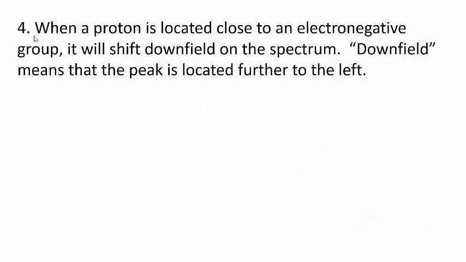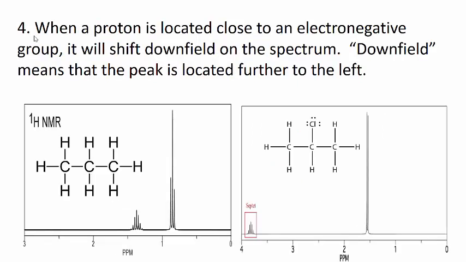When a proton is located close to an electronegative group, it will shift downfield on the spectrum. Downfield means that the peak is located further to the left. When I compare regular propane, where my peaks are at a little under 1 and a little under 1.5, and I replace one of the hydrogens with a more electronegative atom like chlorine, what I see is that the peak where I didn't change anything moves a little bit, but the one where I actually changed it shifts down to almost 4. So it shifts downfield.